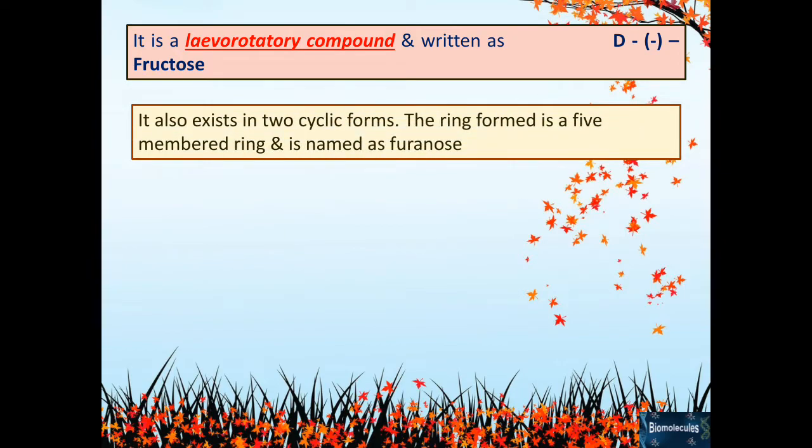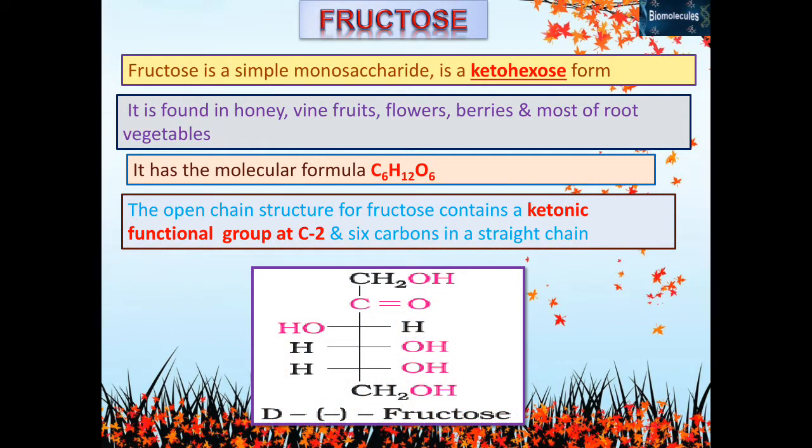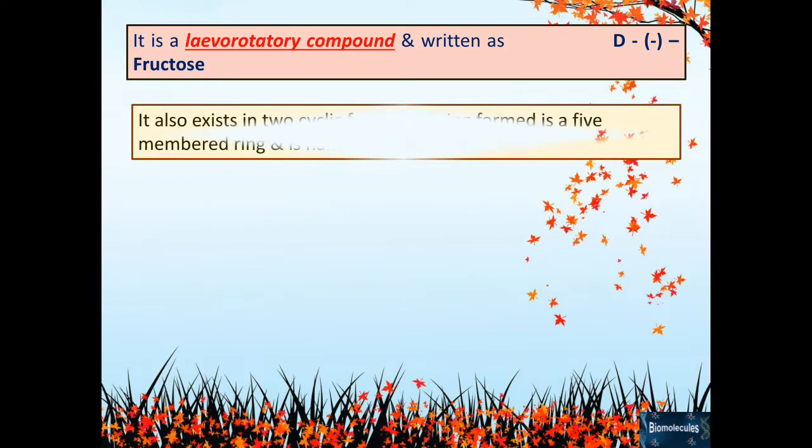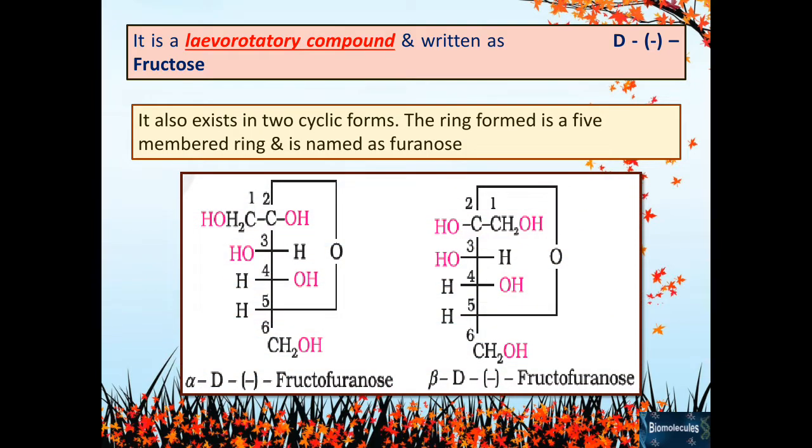So this fructose also exists in 2 cyclic forms. This one is the open chain form. So it also exists in 2 cyclic forms. We are not studying fructose in detail. Structure elucidation is not there. So this is the closed ring structure of fructose. Not important for the examination, they don't ask it in the exam. Don't worry about this.